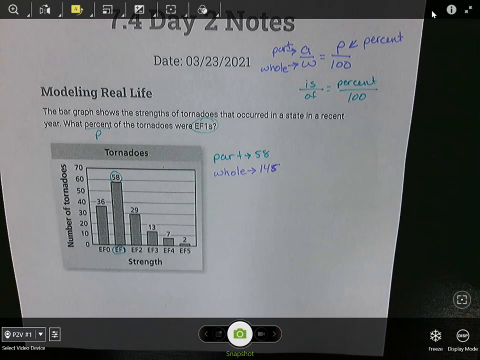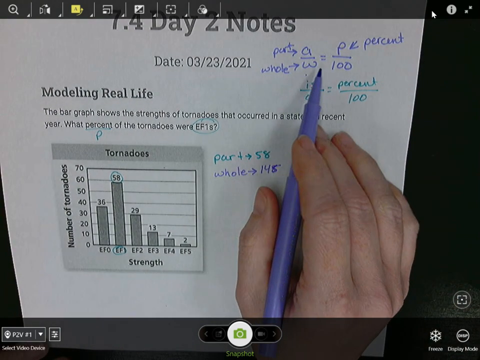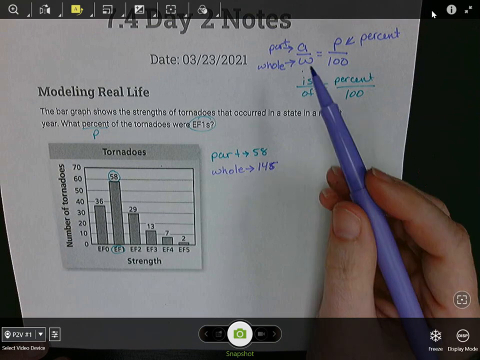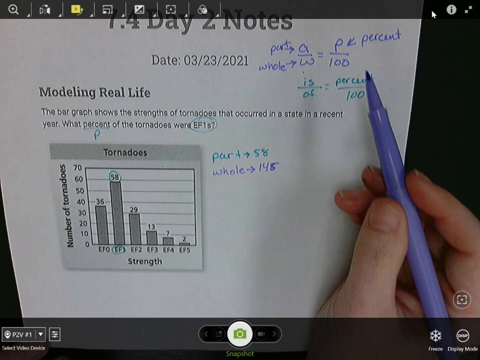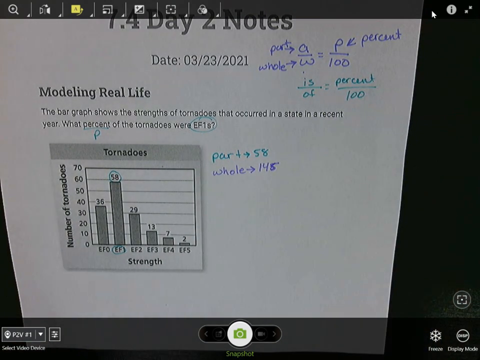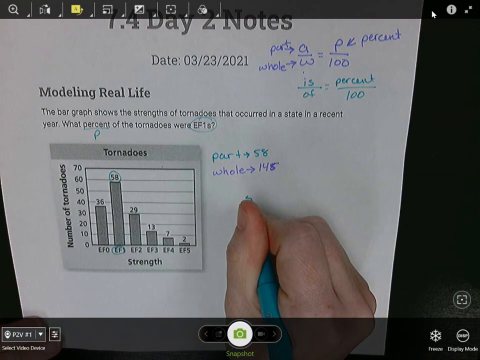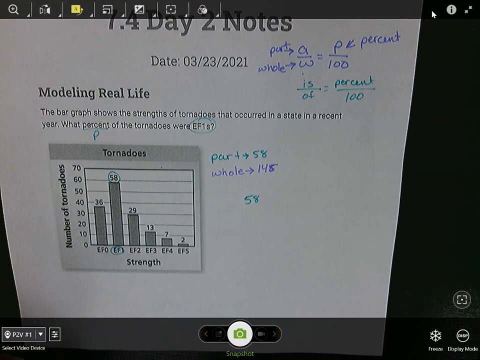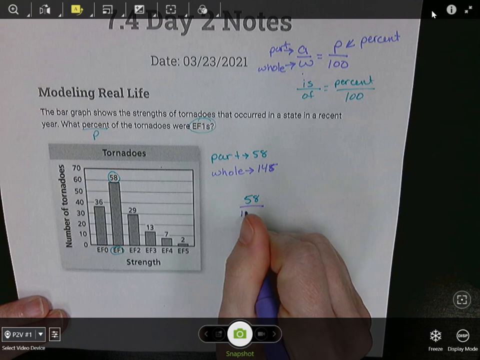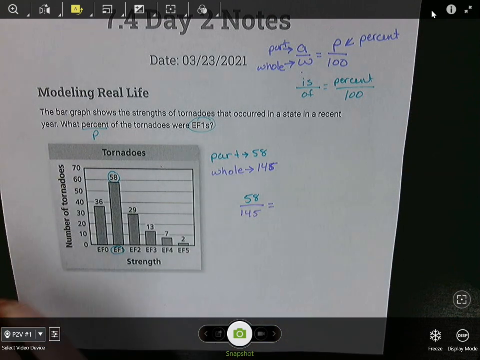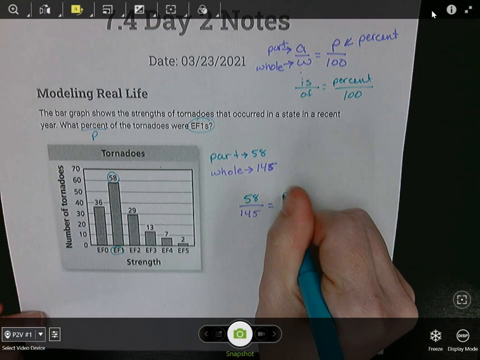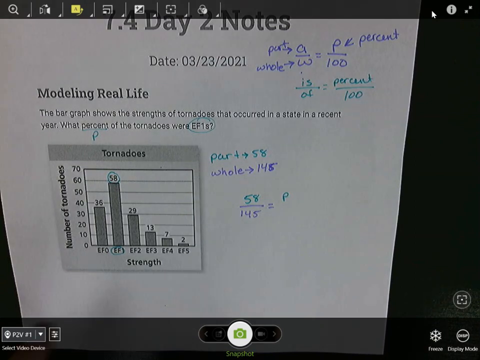Of those 145 tornadoes, 58 were EF1s. So to set up your proportion, it's A over W equals P over 100, or a part over a whole equals P over 100. So it would be 58 over 145 equals the percent, which we don't know, so we're going to leave it as P, over 100.